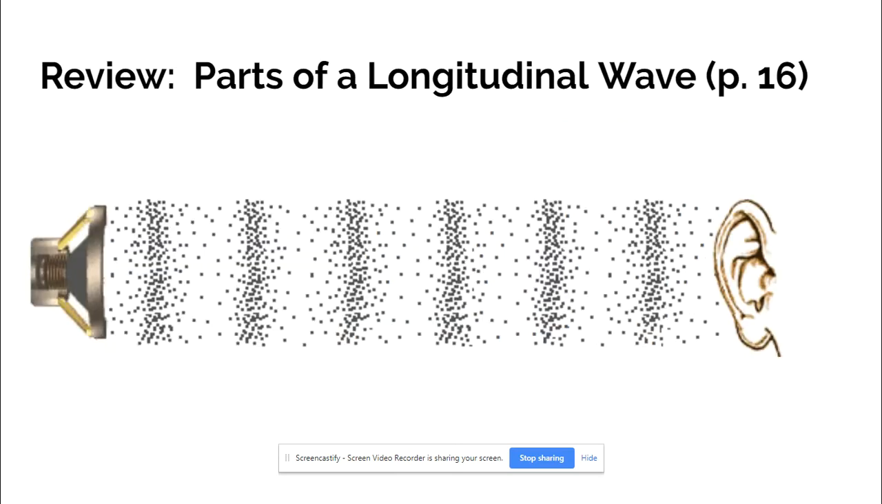as a quick review of longitudinal waves, I want you to label the different parts that you see here. You might want to pause this video so that you can label whatever you find here: compression, rarefaction, wavelength, amplitude. If you need a reminder, it's on page 16 of your notes. You're welcome to go back and check. Go ahead and pause the video now and do a little labeling.